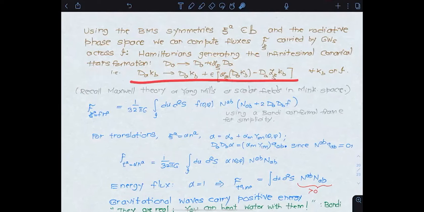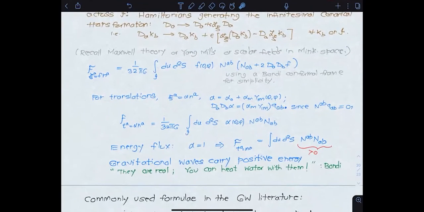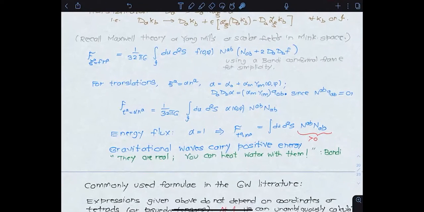We now have a canonical transformation because we got symmetries, and therefore we can ask for the fluxes. And then what we find is the following: if we take a super translation, if C^A is equal to F times N^A, then the flux is given by, you calculate it, and again, I give references for this, 1/32 pi G times du d2S times the function of theta and phi that we got here. This is a conformally weighted function, times N_AB, and this is the news, contracted with N^AB plus D_A D_B of F. So this is an extra term that you get up here.